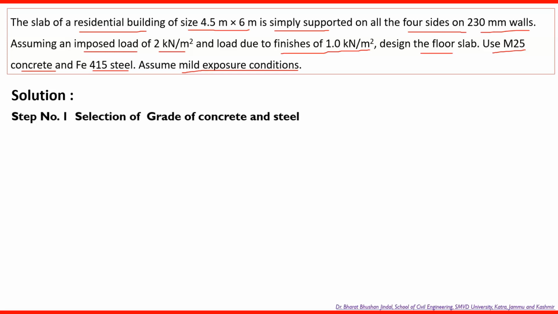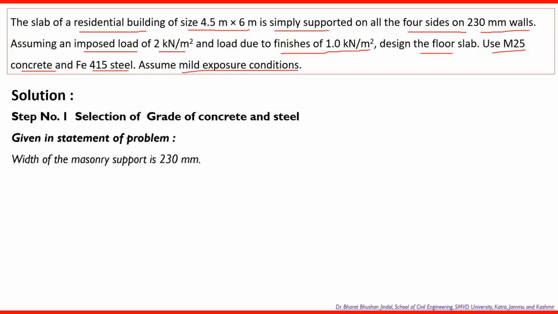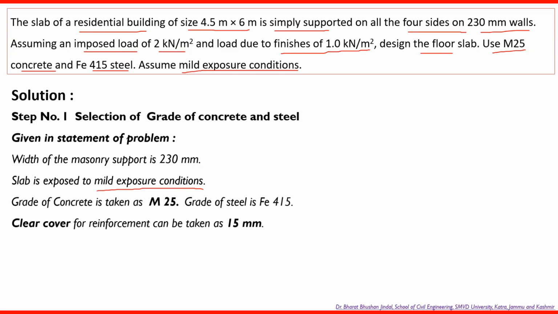So the very first step, as usual, is the selection of grade of concrete and steel. Now in this particular problem, the grade of concrete as well as the grade of steel is already given. So whatever data is given, let us go through. First of all, the width of the masonry support is 230 millimeter at the walls, and the slab is exposed to mild exposure conditions. The grade of concrete is already given in the statement, that is M25, and the grade of steel is Fe 415.